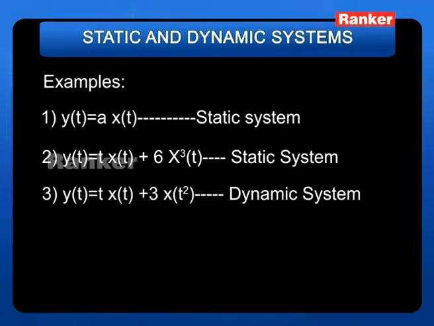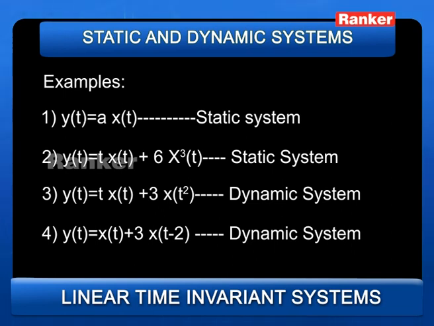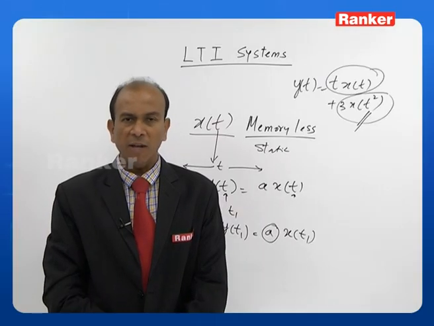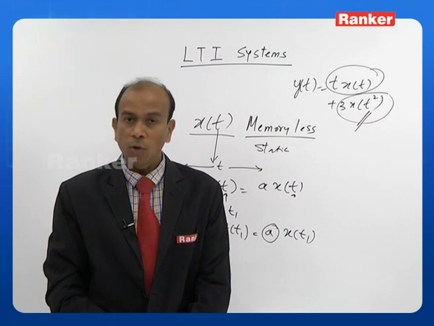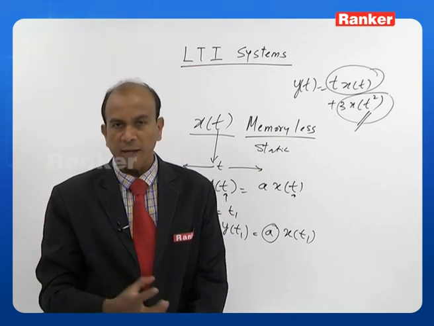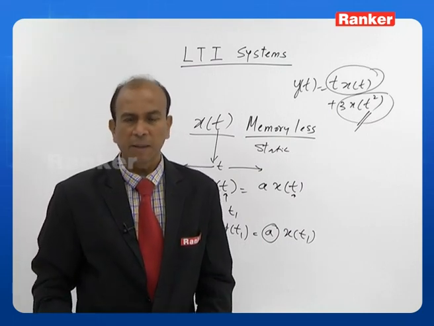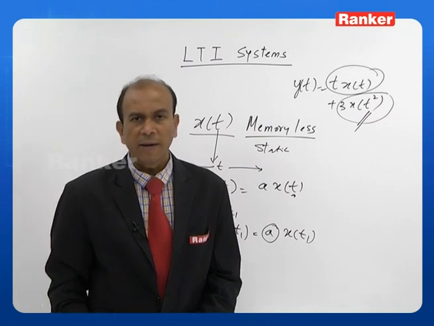Similarly, if you look at the other one, y of t is equal to x of t plus 3x of t minus 2. This again happens to be a dynamic system, because the second part of the equation talks about 3x of t minus 2, that is, it talks about the value at t is equal to 2. So that is again a dynamic system. These are some of the examples of a static system and a dynamic system.